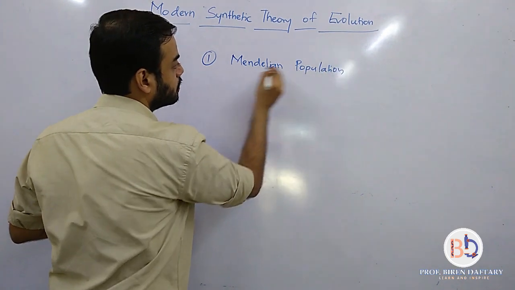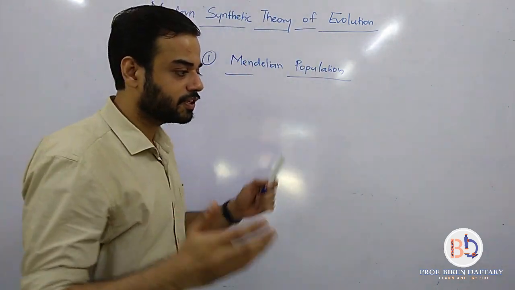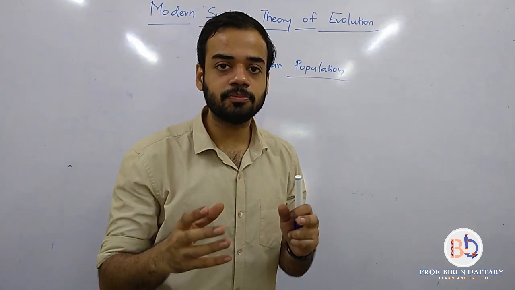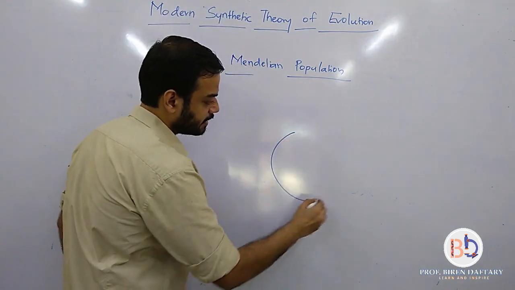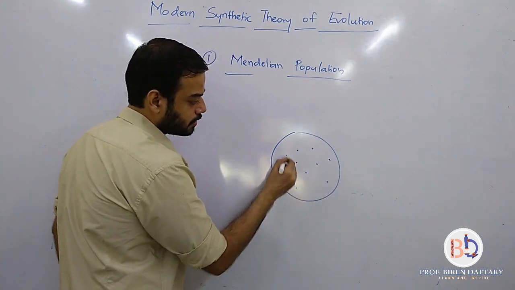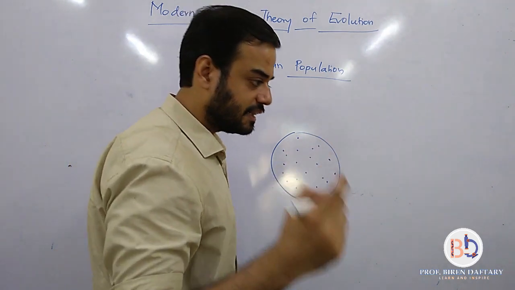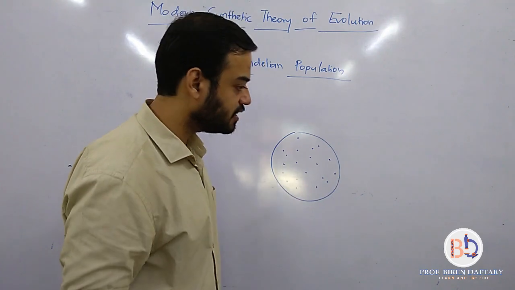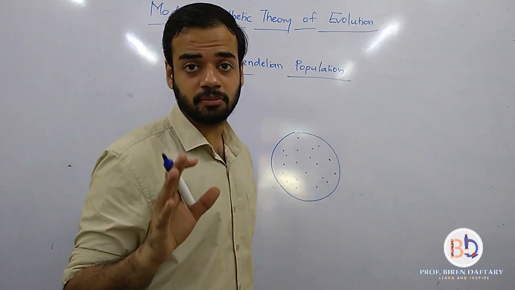Please pay attention. First of all, what is a population? When we are speaking of evolution, a population is a group of organisms belonging to the same species. Please remember. For example, if this is an area, and these are the organisms that I am drawing, then all these organisms, if they belong to the same species, then this entire group is called a population. So population is basically all the organisms belonging to the same species. This is in relation to evolution, please remember.